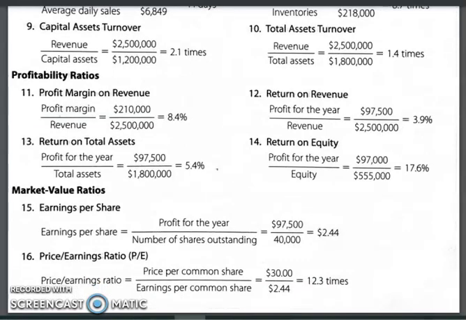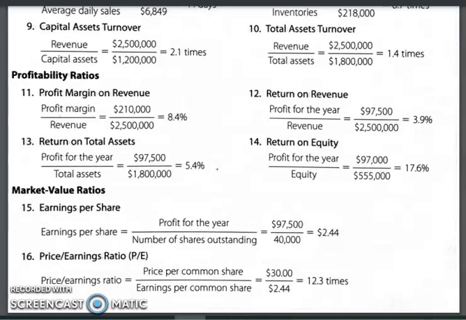Okay, so profitability ratios. So I mentioned as well that we're not going to use our profit margin on revenue. We are actually going to use return on revenue instead. And return on revenue, we use our profit for the year, which is our 97,500, divided by our revenue, which is 2.5 million. So it's telling us that our return on revenue is 3.9%. And if you go back and look at the vertical analysis for Eastman Technologies, you can see that it is also showing when you take profit for the year divided by revenue that it's 3.9%.